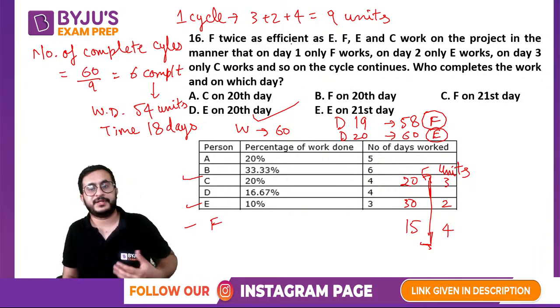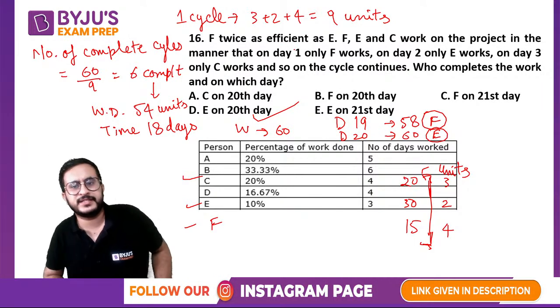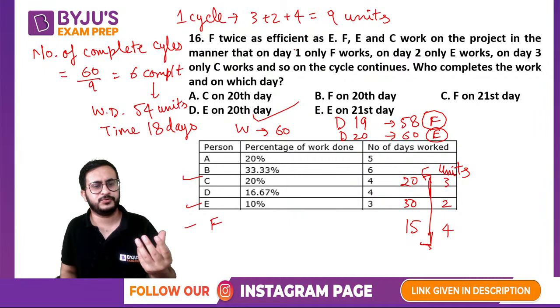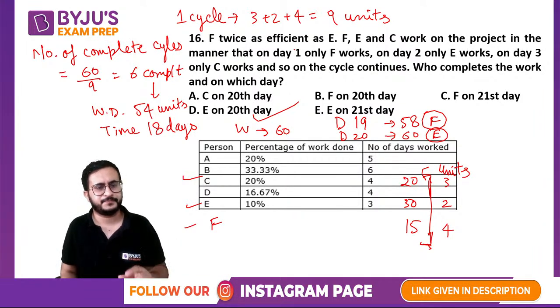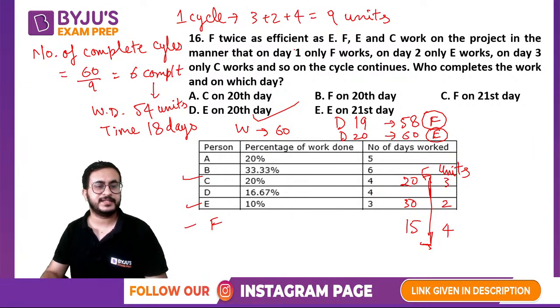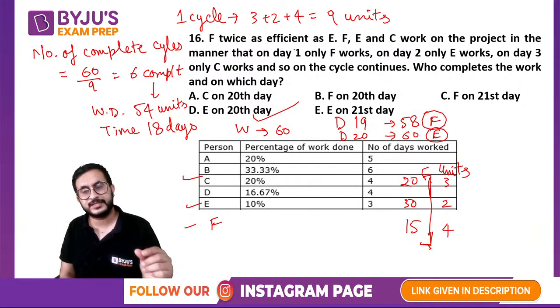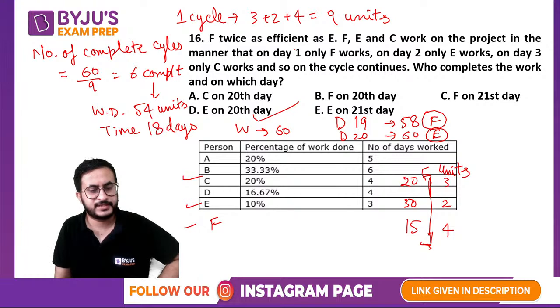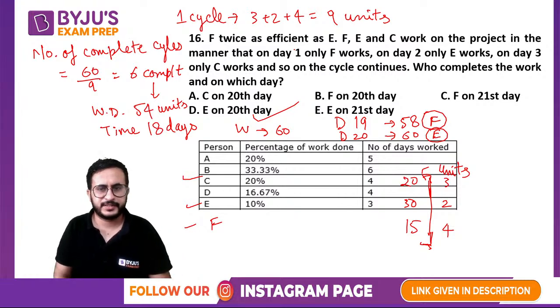Okay, because sometimes what people do is they just divide 60 by 9. ठीक है, और वहां पे गलत आ जाता है. Sometimes if they ask you the number of days in fractions especially, so there these things get wrong. So you need to find the number of complete cycles, find how much work is done in those complete cycles and how much time is taken in those complete cycles, and then manually calculate for the remaining period, right? So we see that E is completing the work on the 20th day.